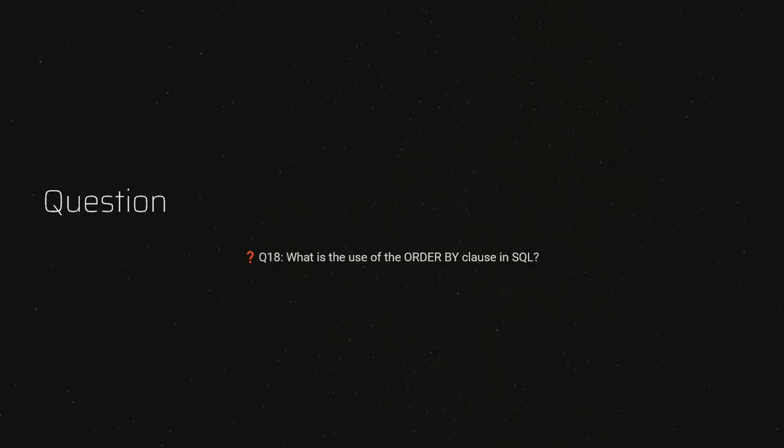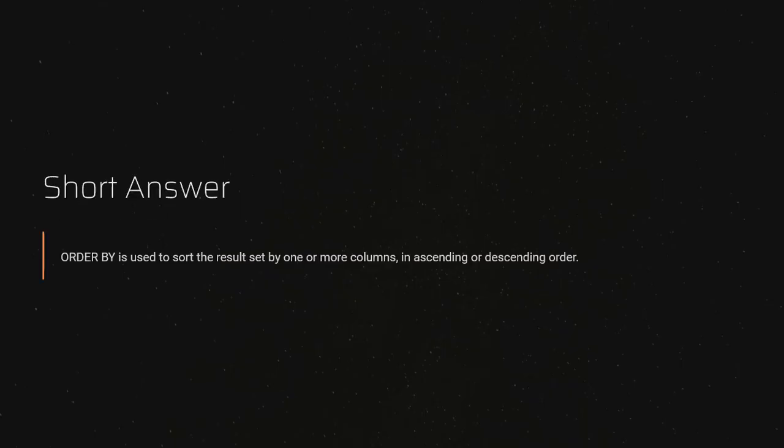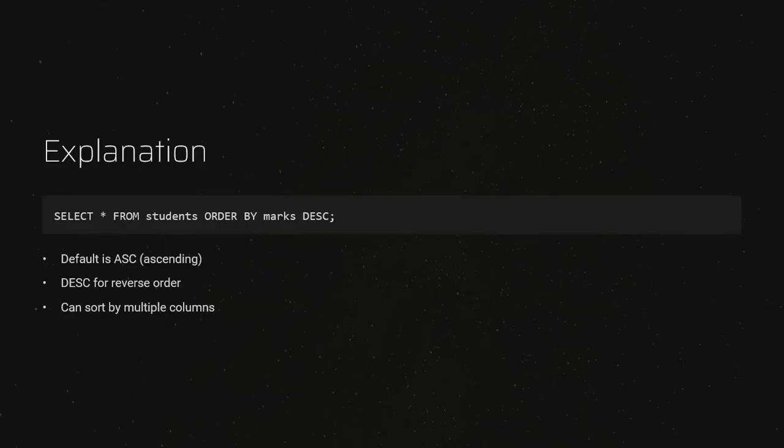Our today's question is, what is the use of the ORDER BY clause in SQL? The short answer is, ORDER BY is used to sort the result set by one or more columns in ascending or descending order. The explanation with a simple example: SELECT * FROM students ORDER BY marks DESC means it will sort all the students by marks in descending order.